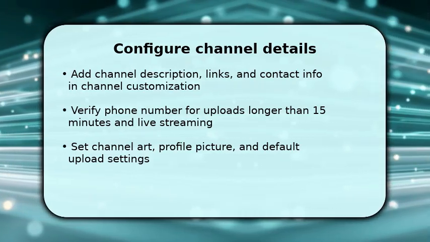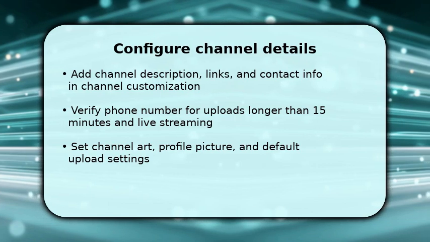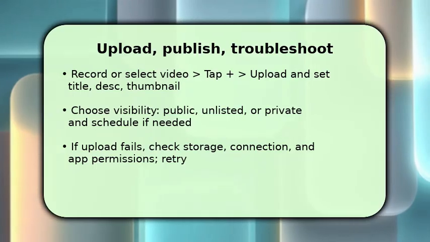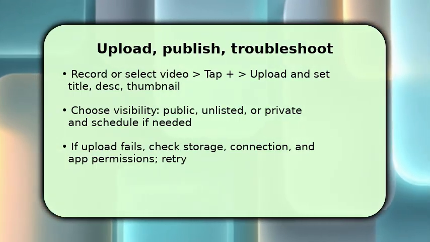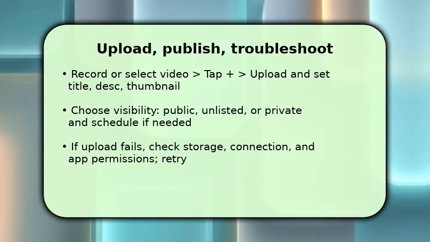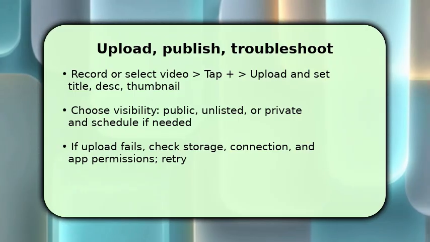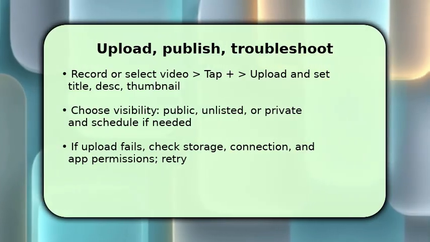To publish, tap the plus sign, choose Upload a Video, pick your clip, and fill title, description, and thumbnail. Titles and thumbnails drive clicks. Choose Visibility: Public for reach, unlisted to share selectively, private to draft, or schedule for later. After uploading, monitor analytics in the YouTube Studio app to spot trends.